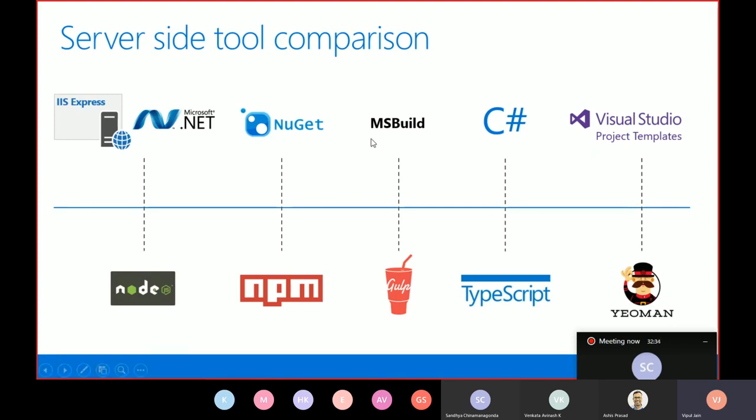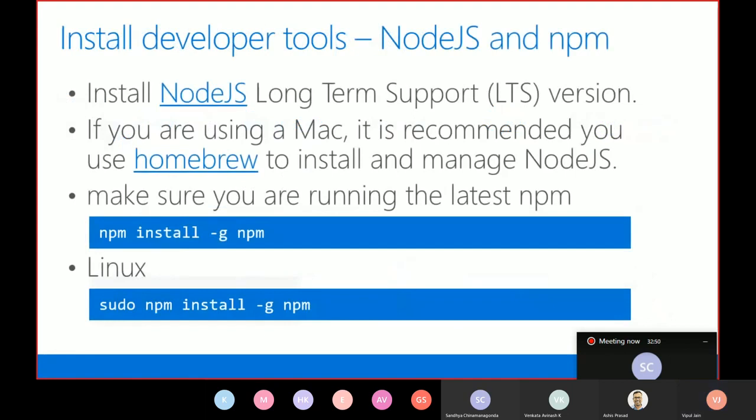For the build process, earlier we used to have MSBuild, and now I'm using gulp. For writing the code, we used to have C# as the language. Now I'm writing it in TypeScript. Okay, so this is the different toolchain comparison, you can say, between the server side and the modern web development, that is client side.